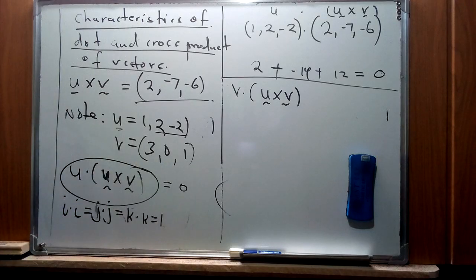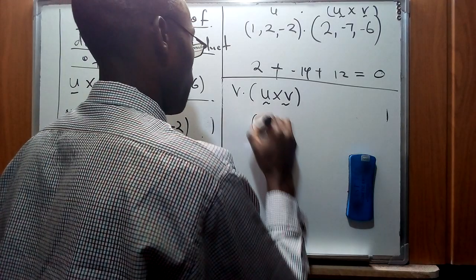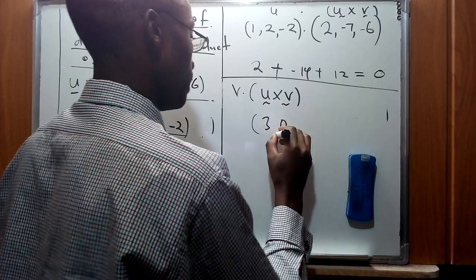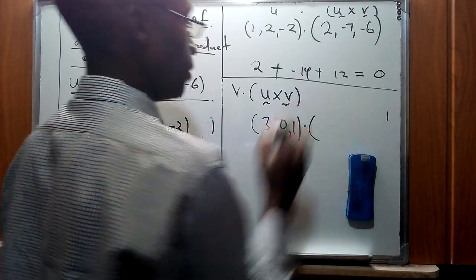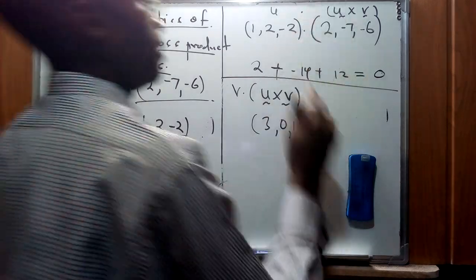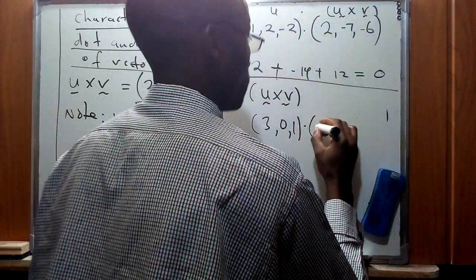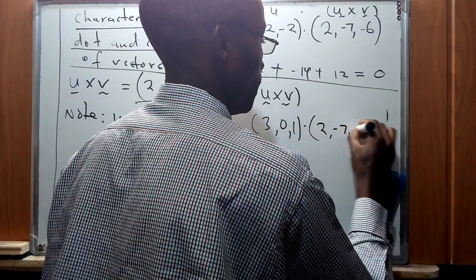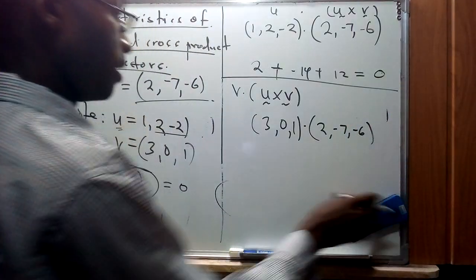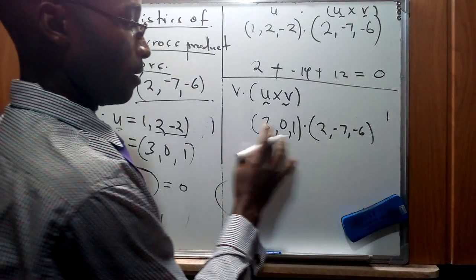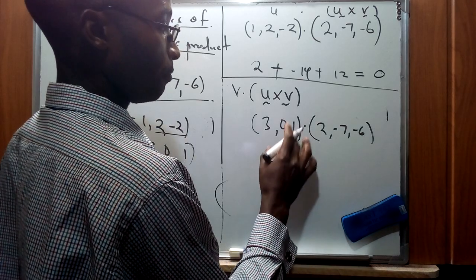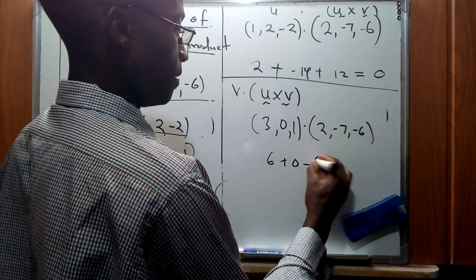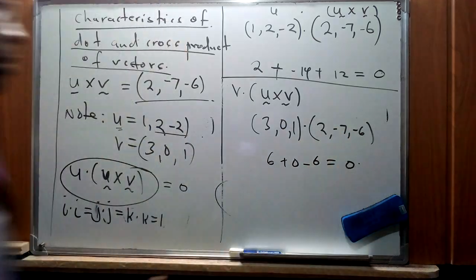So for v, it is 3, 0, and then 1, dot, still u cross v. For this one, it's going to give us 2, negative 7, negative 6. So let's try to find out what that one is going to give us. This is 6 plus 0 minus 6. So this one also is going to give us 0.